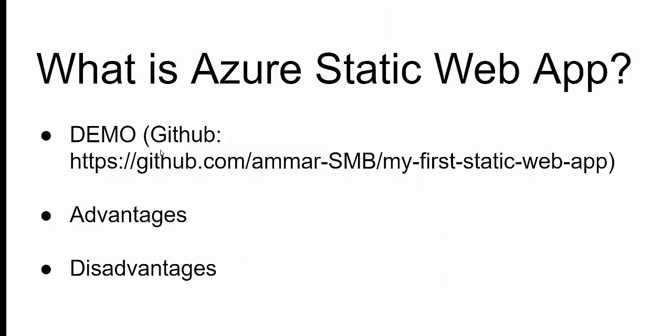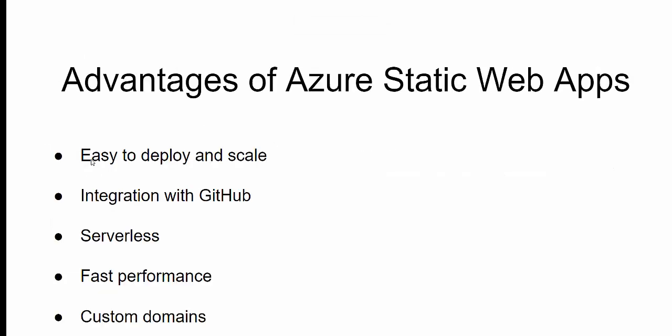So that concludes the demo of a static web app. Let's see what the advantages and disadvantages of a static web app are. Advantages of using Azure Static Web Apps. Easy to deploy and scale. Azure Static Web Apps can be easily deployed and scaled with just a few clicks. This makes it an ideal choice for small and medium-sized projects that need to be up and running quickly.